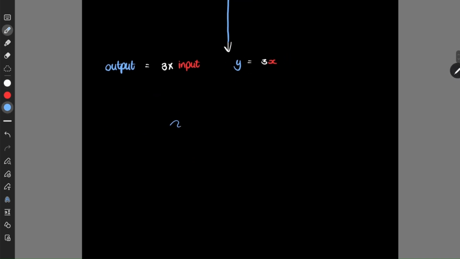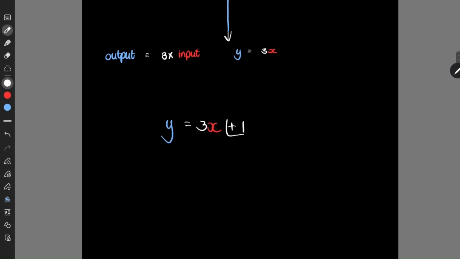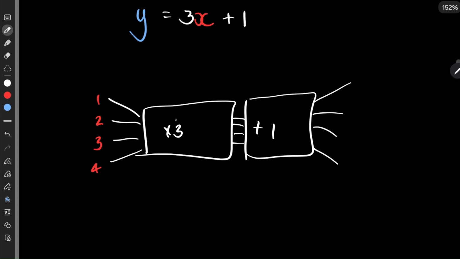subtracted 1 from this. So if we had y is equal to 3x minus 1, or rather let's say plus 1 for now, what would happen if we added 1 to this? So 1 times 3 is equal to 3, plus 1 is equal to 4. Let's use the correct color. 4. 2 times 3 is equal to 6, plus 1 is equal to 7. 3 times 3 is equal to 9, plus 1 is equal to 10.